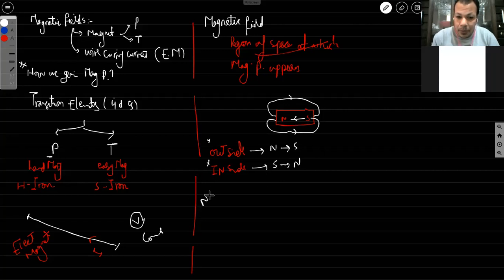Note that these field lines can determine three things. First of all, its direction can determine the poles. So by using these directions, you can say this is the north and this is south. Why? Because it is directed outside to here. So this is north and this is south. So the direction of the field lines can identify the poles.